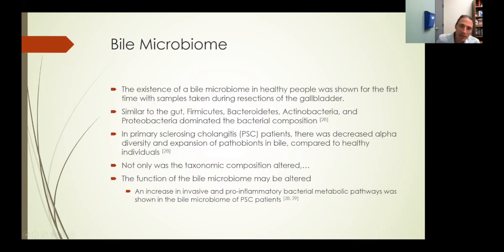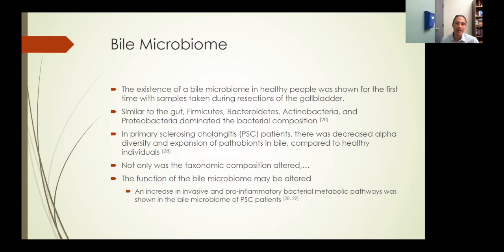We talk a lot about the gut microbiome, even the skin microbiome, the vaginal microbiome, but there's a bile microbiome. The existence of the bile microbiome is starting to come into prominence. People are learning more and more about this. It was shown that healthy people, for the first time, were shown to have a bile microbiome when samples were taken on resections of the gallbladder. So the surgery was performed, the gallbladder was resected, and they started to find that there is a true microbiome there.